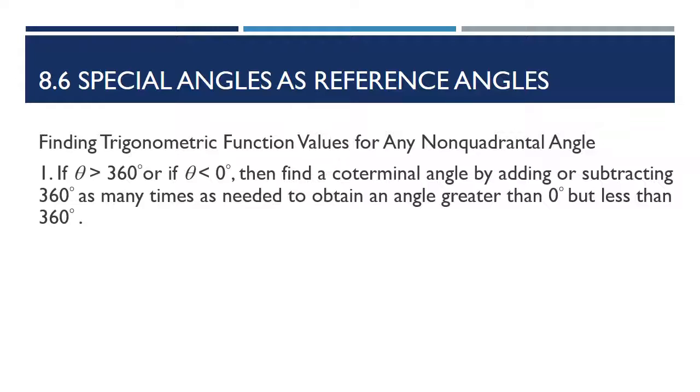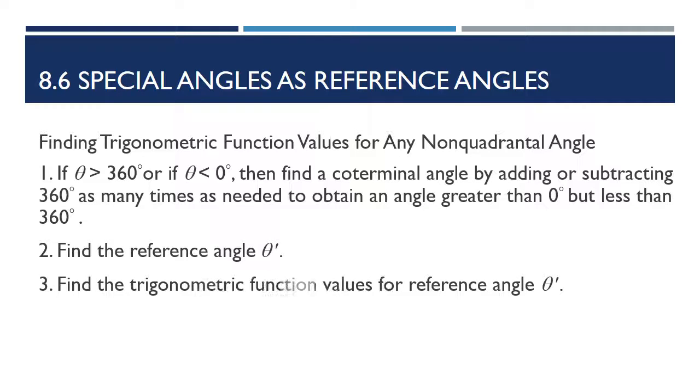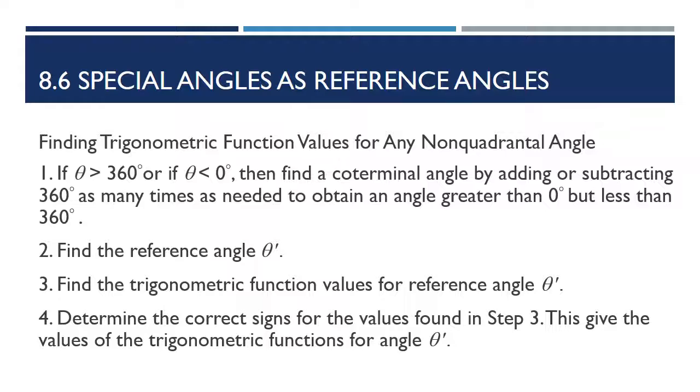If we're dealing with radians, then we're going to use, obviously, 0 to 2 pi, and just convert everything for radians there. Then you're going to find the reference angle, and then find the trig function values for the reference angle. And then you want to make sure you have the correct signs for those values. You can do that either by using the graph to help you, or by using the quadrant the angle is lying in to figure out the signs.